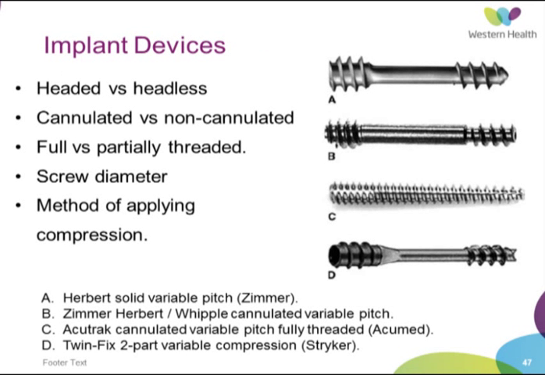There are lots of different implant devices available: headed versus headless ones, cannulated or non-cannulated, fully versus partially threaded. The screw diameter can vary, and the method of applying compression can also vary. Here are just a few. This is the Herbert screw. It's a solid screw, so it's a non-cannulated one. This is a modification of the Herbert screw. This is the AccuTrack, which is a fully threaded one with a variable pitch. I believe this is what we have on the shelf. And this is a Twinfix, which is a two-part variable compression screw made by Stryker. These are just a few.